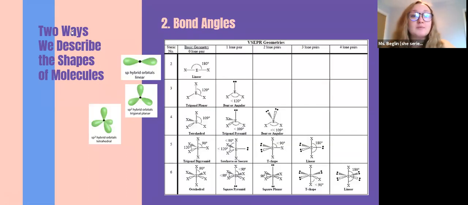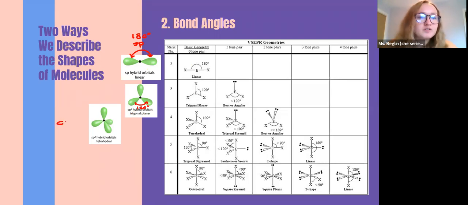The second way we describe the shapes of molecules is using bond angles. This is basically a measure of the angle between bonds that are right next to each other. So when we have sp hybrid orbitals, they have a bond angle of 180 degrees, which you can see here. When we have sp2 hybrid orbitals, the shape is generally going to be trigonal planar, and they have a bond angle of 120 degrees, which you can see here.